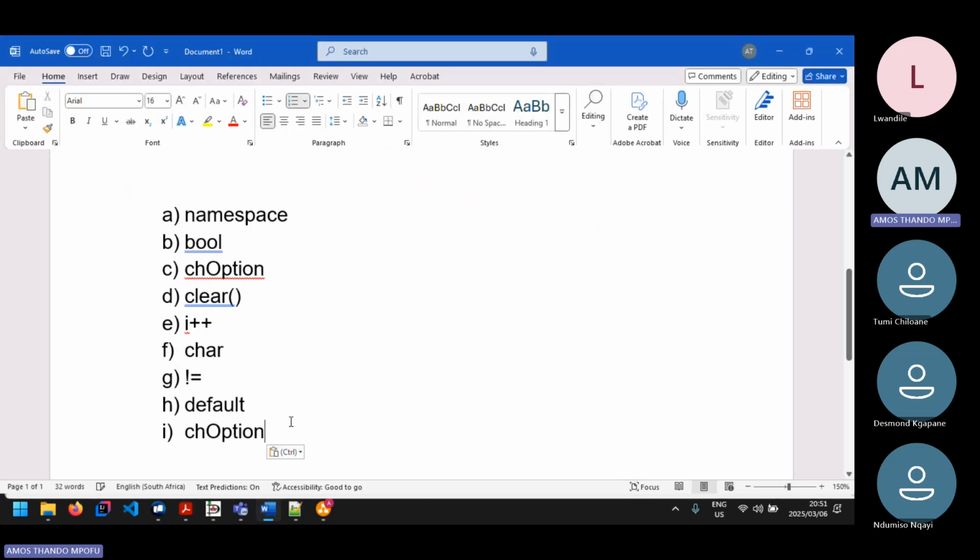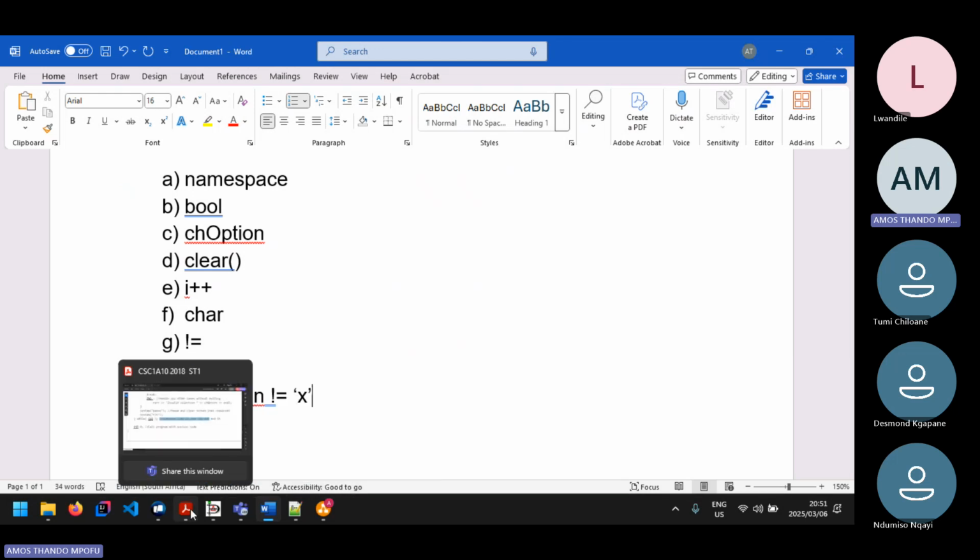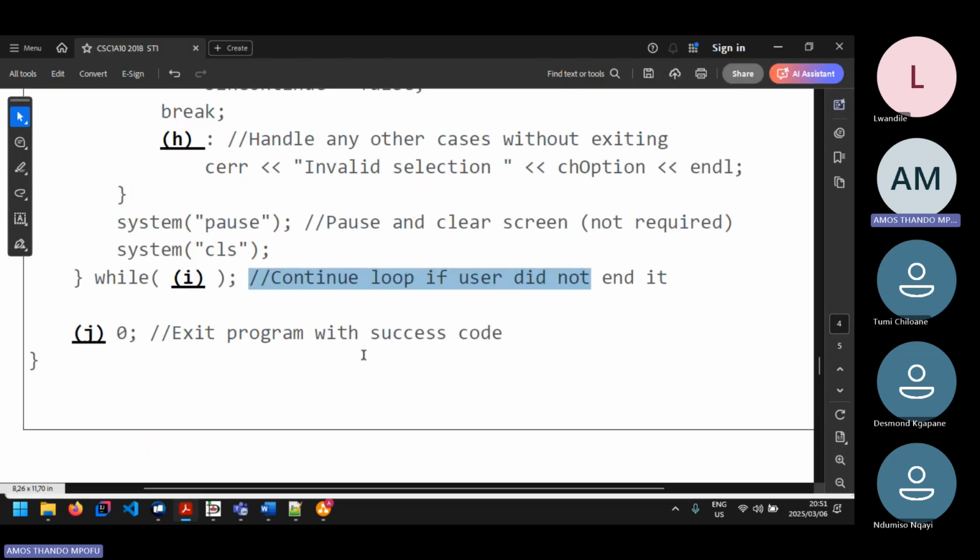So I'm going to say CH option, as long as that's not equals to the character X, then I know my user still wants to continue. But the moment they press X or enter X, it means they want to exit, then the loop should just stop on its own automatically. So I hope that makes sense.